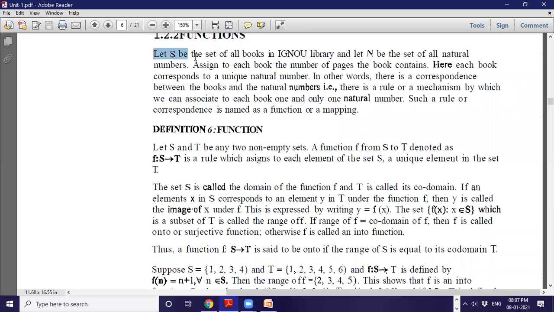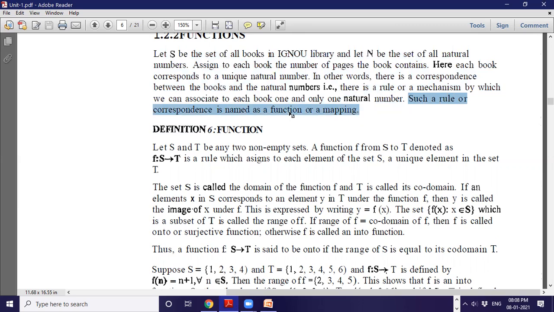Let S be the set of all books in the IGNOU library and N be the set of all natural numbers. Assign to each book the number of pages the book contains. Yet each book corresponds to a unique natural number. In other words, there is a correspondence between the books and the natural numbers. That is, there is a rule or a mechanism by which we can associate each book one and only one natural number. And this particular thing is known as mapping.